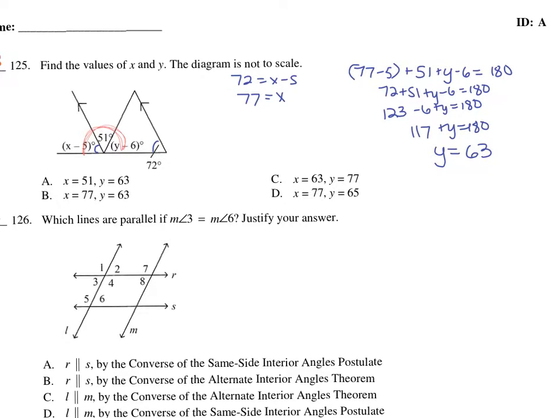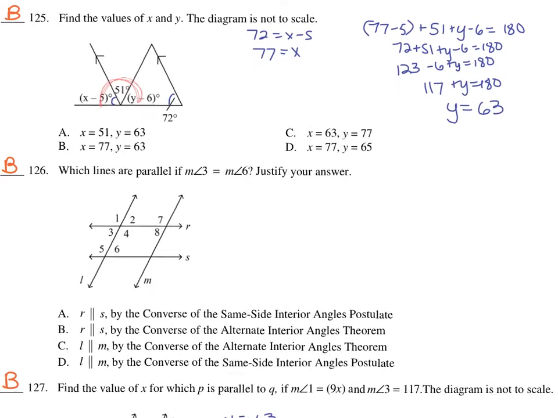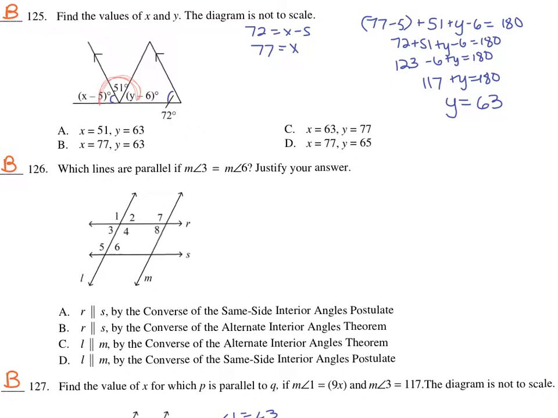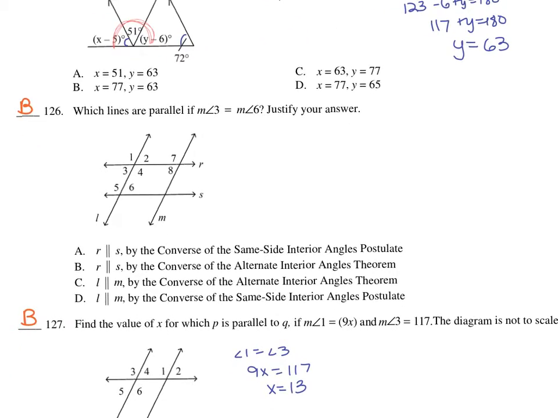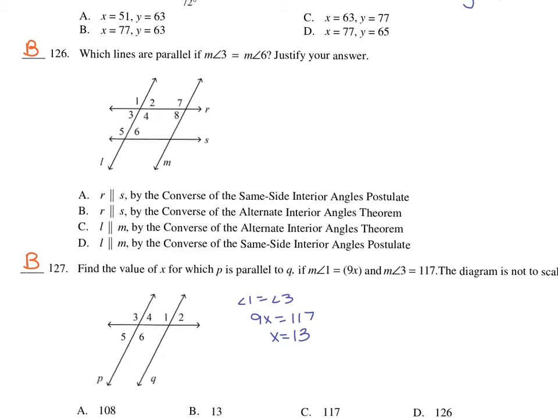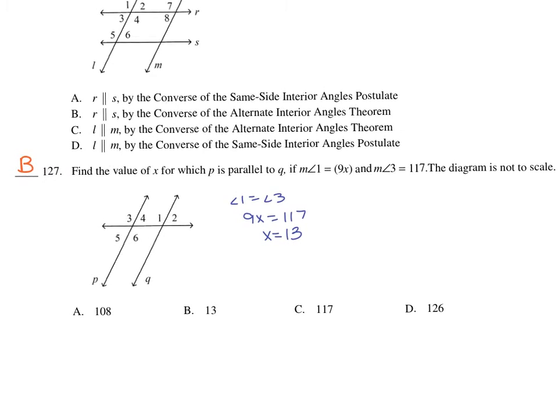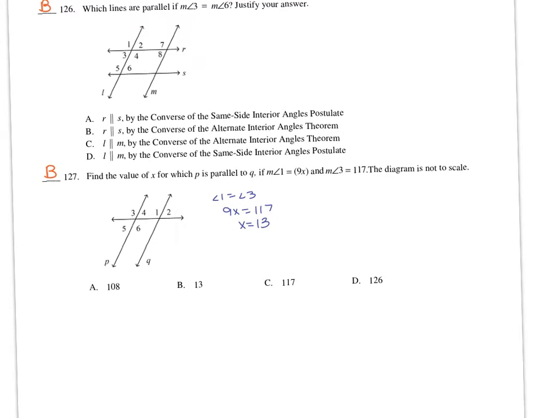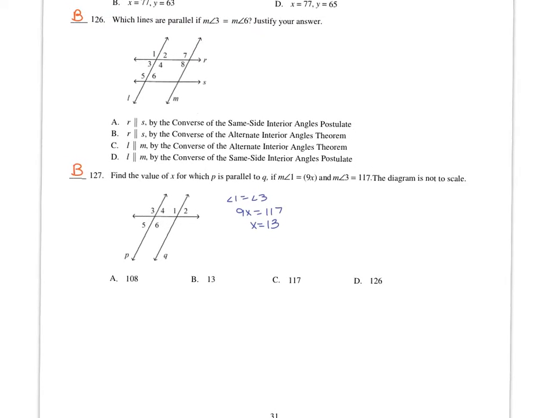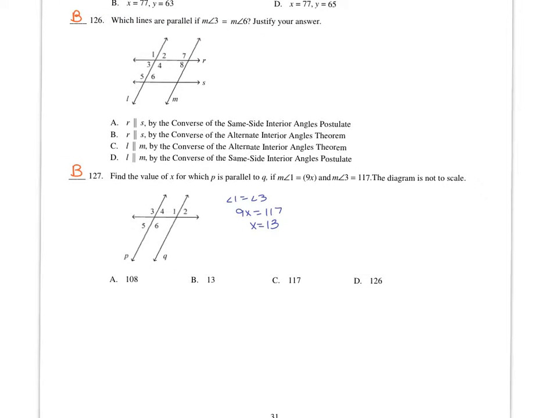Okay, 126, angle 3 and angle 6 are alternate interior. So I would say that those lines are parallel, alternate interior angles converse. 127, if P was parallel to Q, then 1 and 3 would be corresponding and they'd be equal, which would make 9x equal to 117 and x equal to 13. Questions on that one?